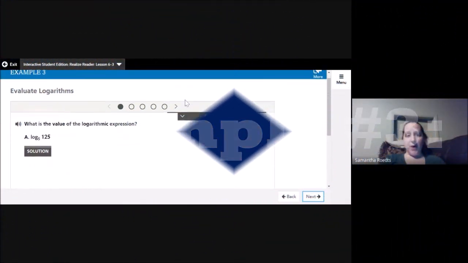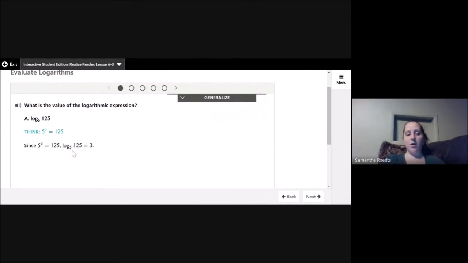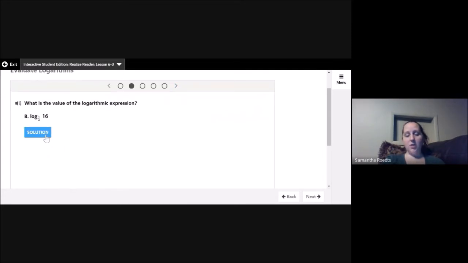All right, example 3, evaluate logarithms. What is the value of the logarithmic expression log base 5 of 125? So think, 5 to the what power gives me 125? Since 5 cubed equals 125, log base 5 of 125 equals 3. What is the value of log base 1/4 of 16? So think, 1/4 to what gives me 16? Well, 1/4 to the -2 equals 16. So log base 1/4 of 16 equals -2.